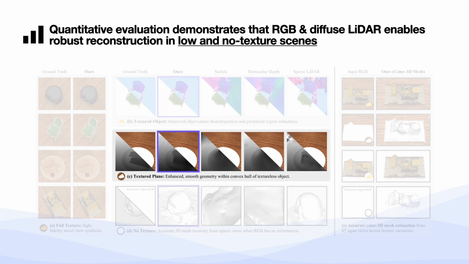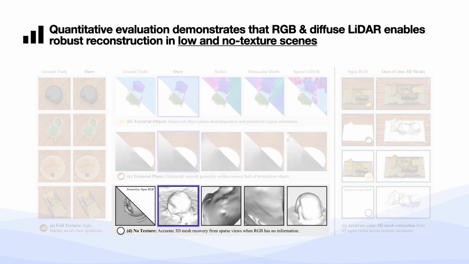On textured plane scenes where the object is completely textureless, we find we estimate enhanced smooth geometry within the convex hull of the textureless object. And finally, on completely textureless inputs, we find that we have accurate 3D mesh recovery from sparse views, especially when RGB has no information and sparse LiDAR has poor coverage of the scene to accurately estimate geometry.